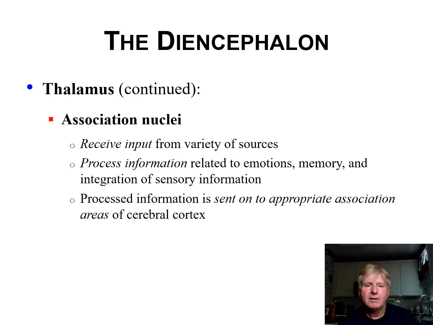So the association nuclei in the thalamus receive input from a variety of sources. They process information related to emotion, memory, and sensory information integration. That processed information then is sent on to its appropriate association area of the cerebral cortex. So the thalamus serves as a kind of sorting out area.